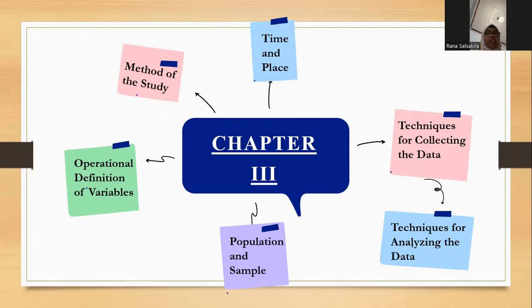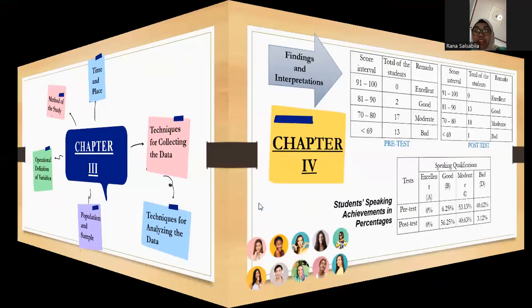And population and sample. The population is 357 students, all classes of 7th grade, but only selecting one class, 7, 8, with a total of 40 students. Okay. And for the instrument of the research, okay, next, the techniques for collecting data.